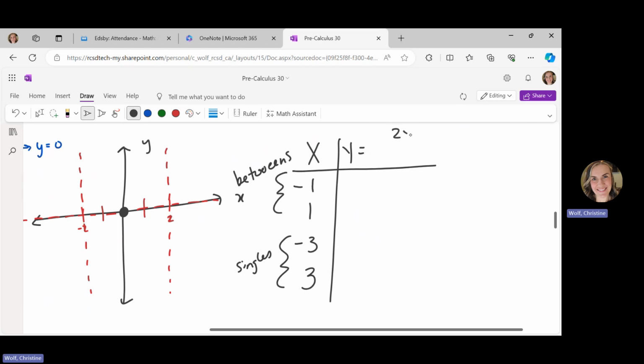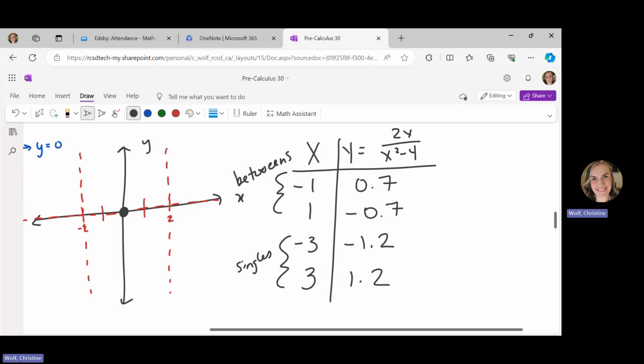The equation we're dealing with is 2x over x² -4, and you plug each of those values in and solve. I'll do that work for you just to save some time. When x is -1, y is 0.7-ish. When x is 1, it's -0.7-ish. When x is -3, it's -1.2. And when x is 3, it's +1.2.